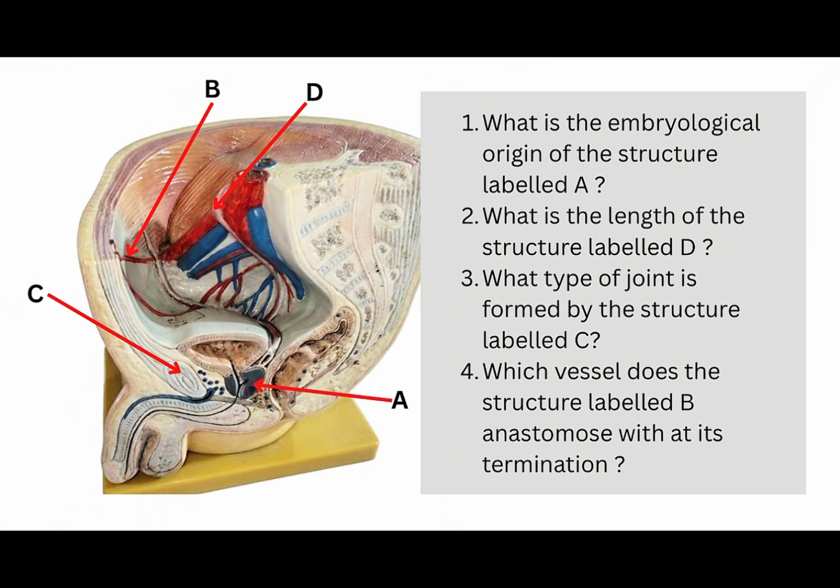And then the last question, which vessel does the structure labeled B anastomose with at its termination? The structure labeled B is the inferior epigastric artery. The inferior epigastric artery anastomoses with the superior epigastric artery at the level of the umbilicus in the rectus sheath. So the answer to number 4 is superior epigastric artery.